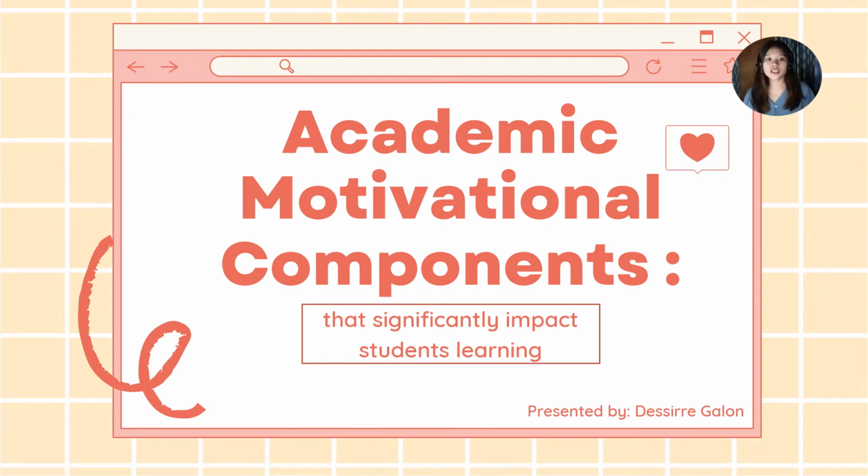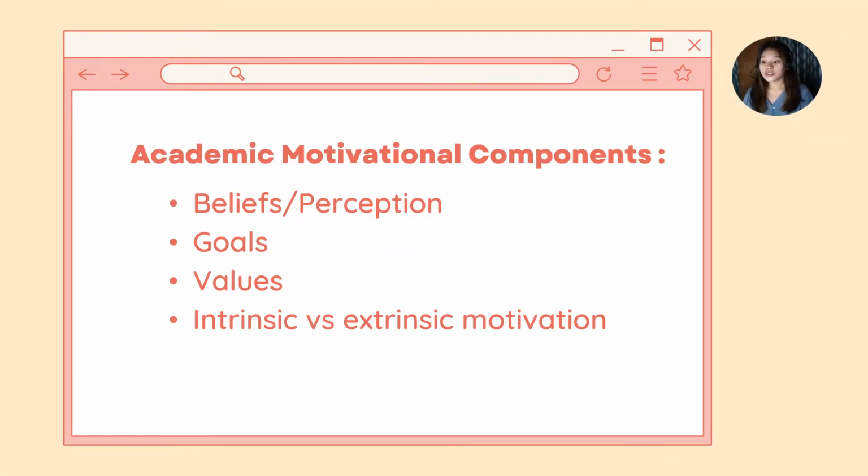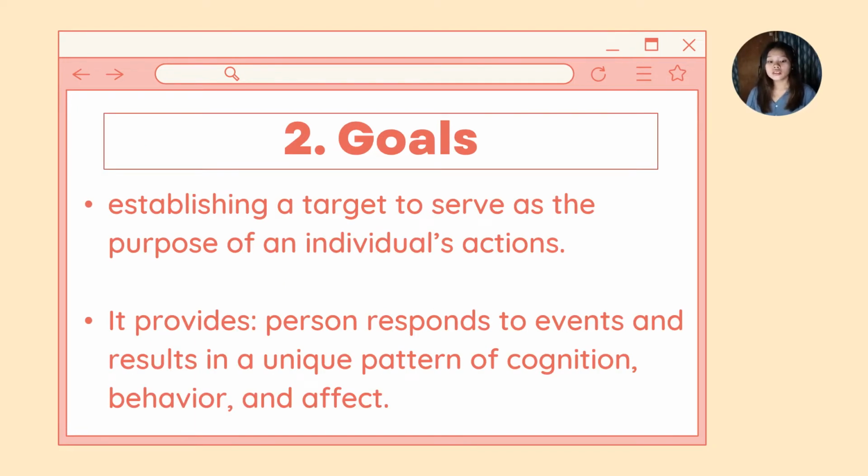Today I will continue the discussion about the academic motivational components that have an impact on students' learning. These components are beliefs or perception, goals, values, intrinsic motivation, and extrinsic motivation. First is beliefs or perception. This was already tackled by Miss Adsid, but it has three key concepts: self efficacy, autonomy, and attributional beliefs. Now let's move on to the second one, goals.